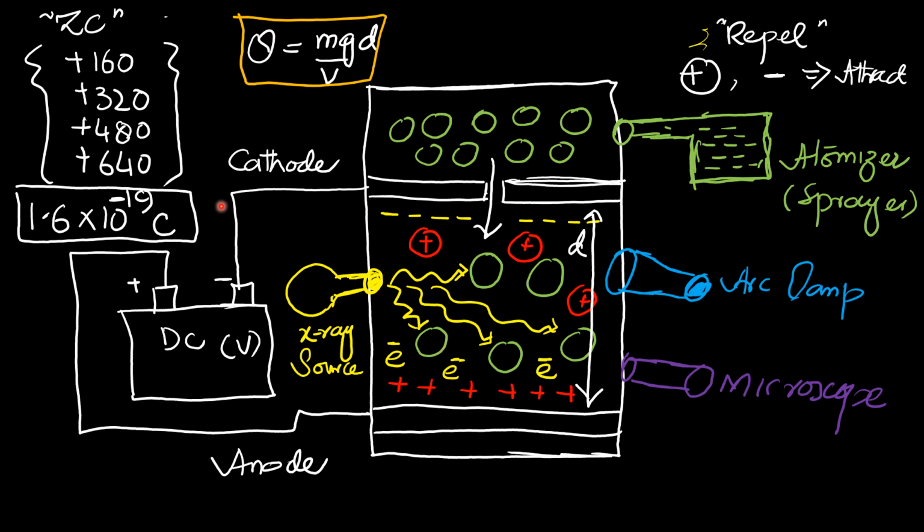And by calculating the mathematics between the gravitational force and the electrical force, Millikan concluded that the amount of charge on the positive ion is increasing or decreasing with integral multiples of 160. On the basis of that, Millikan concluded that the amount of charge on an electron is 1.6 into 10 raised to power minus 19 coulomb.